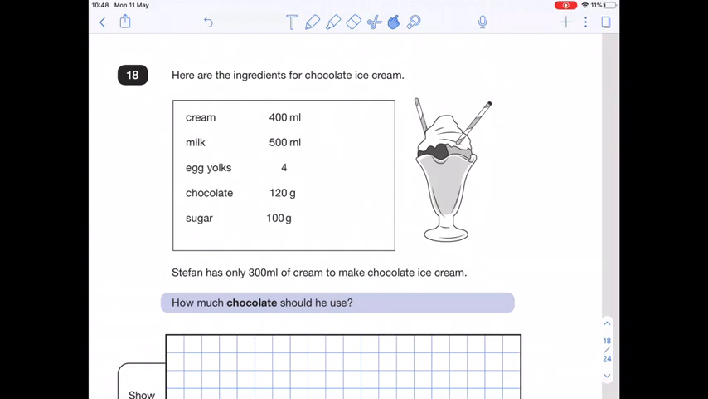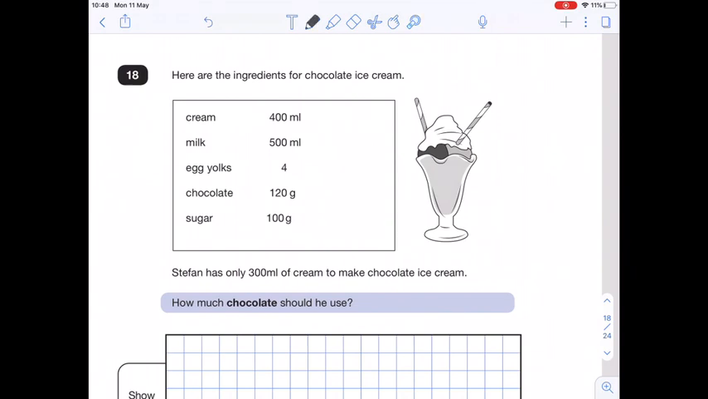So here are the ingredients for chocolate ice cream, making me hungry. There's our chocolate ice cream. So we need cream, milk, egg yolks, chocolate and sugar. Stefan has only 300 millilitres of cream to make chocolate ice cream. How much chocolate should he use?